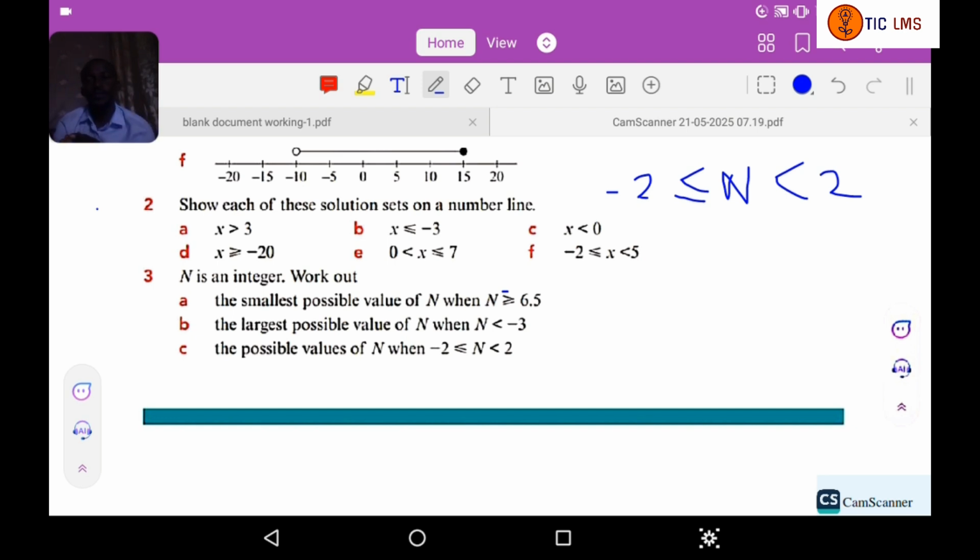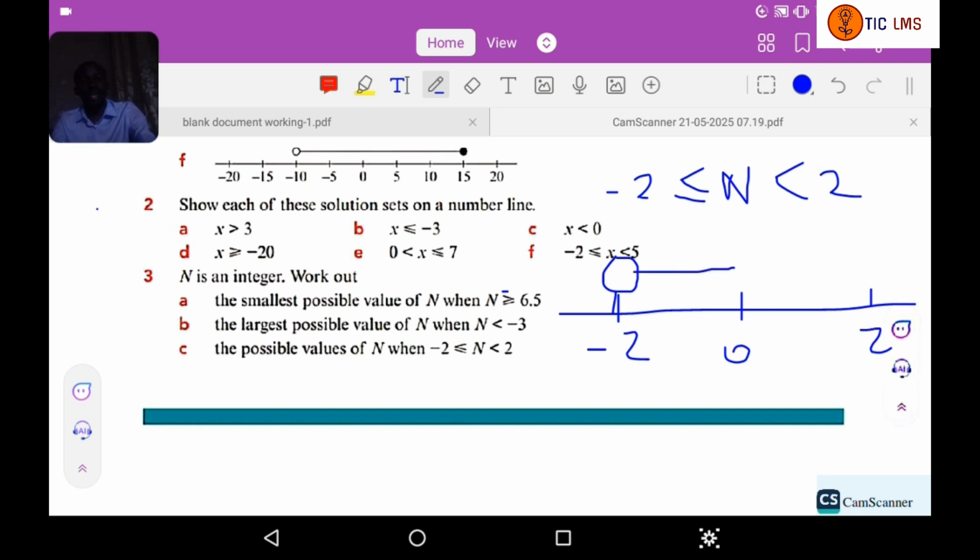Now, negative 2 is less than n. That means that n is greater than negative 2. That's what it means. So if you have your number line, let's say here we have 0, we have negative 2 here, and we have 2 here. So we draw our circle here. If negative 2 is less than n, that means that n is greater, so the values on this right side here are the values of n.